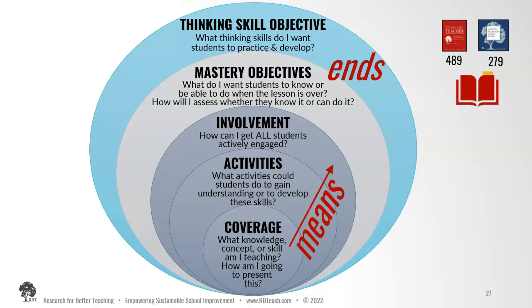So after the objectives are determined, the next part of the diagram is coverage. So what knowledge, concept, or skill am I going to teach, and how am I going to present this? The next step in order is activities. What activities could students do to gain understanding or to develop these skills? And then the fifth step is involvement. How can I get all students actively engaged? So the end is the objective, plan with the objective in mind, and then the means to that end are the coverage, the activities, and the involvement. So this is what we mean by backward design.